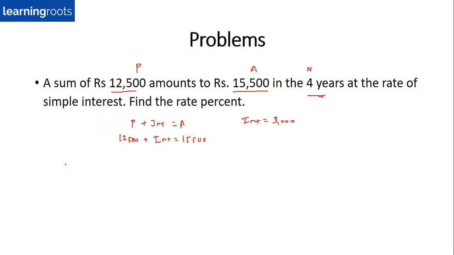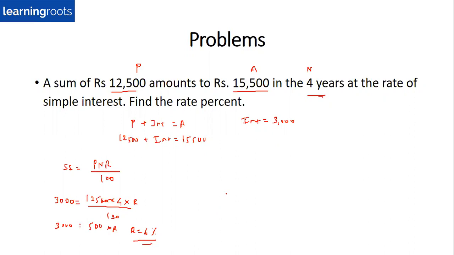Now you can use your formula, which is SI equal to PNR by 100, and substitute. So 3,000 is equal to the principal, which is 12,500, into N, which is 4, into R, which is what we're supposed to find, divided by 100. Now this will cancel, so of course you have 500 on this side into R is equal to 3,000. Hence R is 6. As two of you have already answered, this is 6% as the rate of interest.